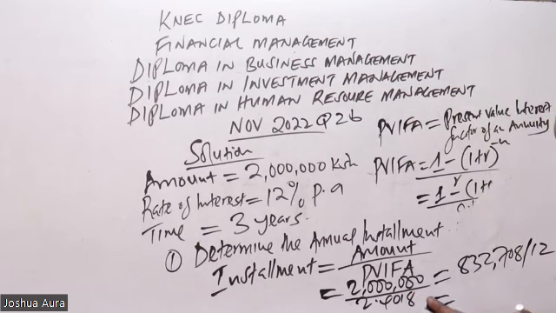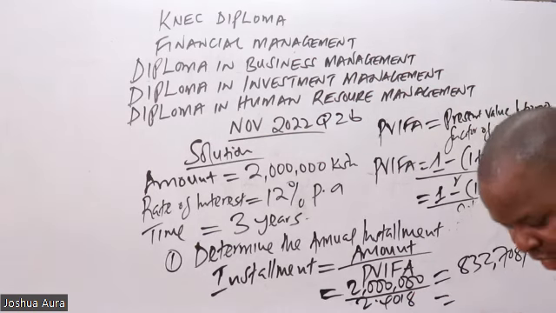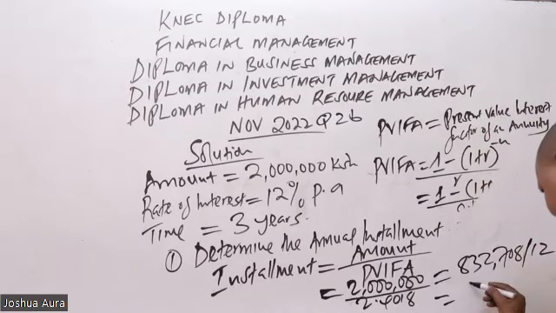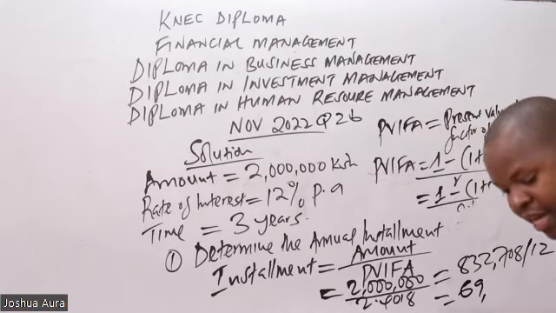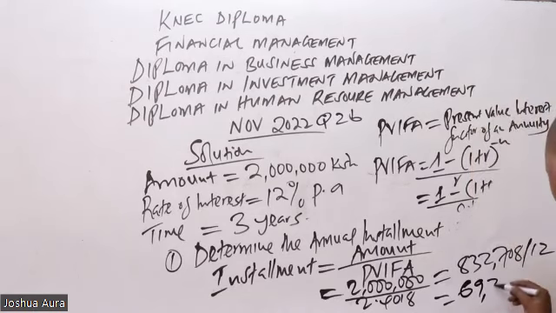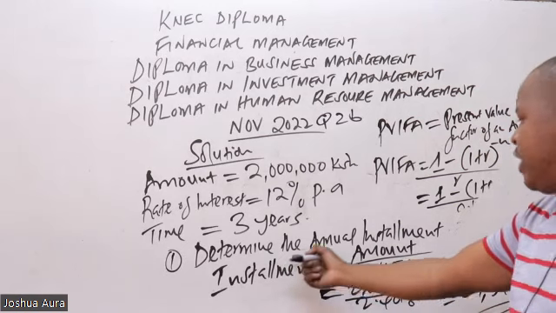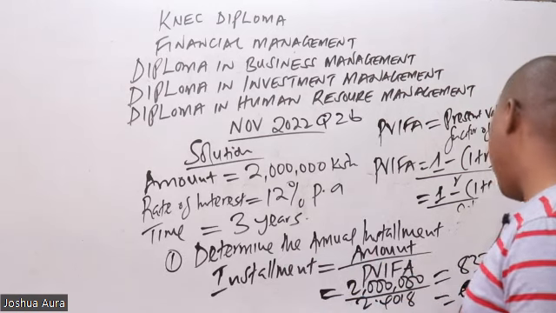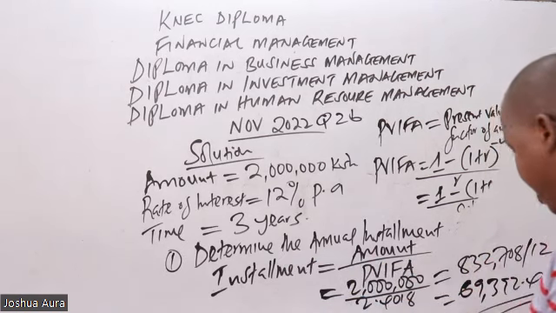832,708.8. We divide by 12. So monthly will be 69,392.4. But we have not been requested to do this. We have been requested to determine the annual installment.